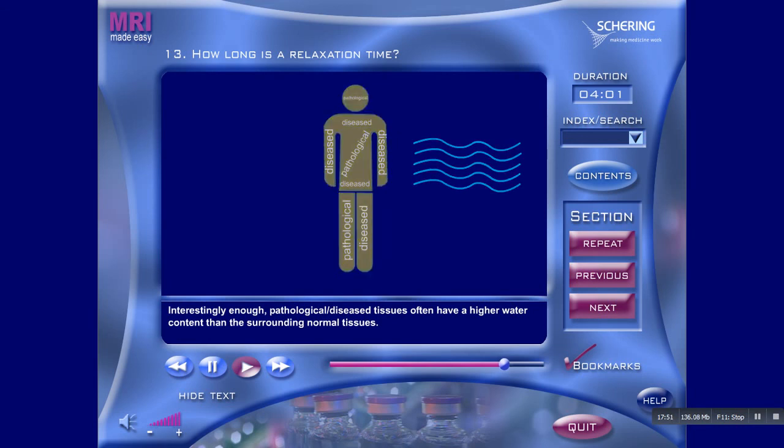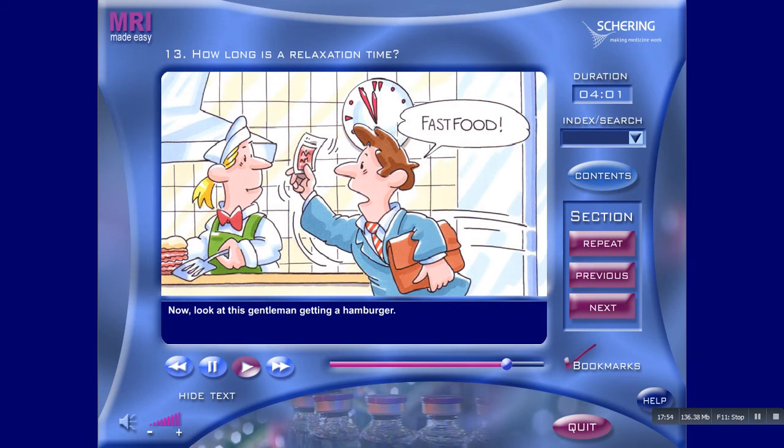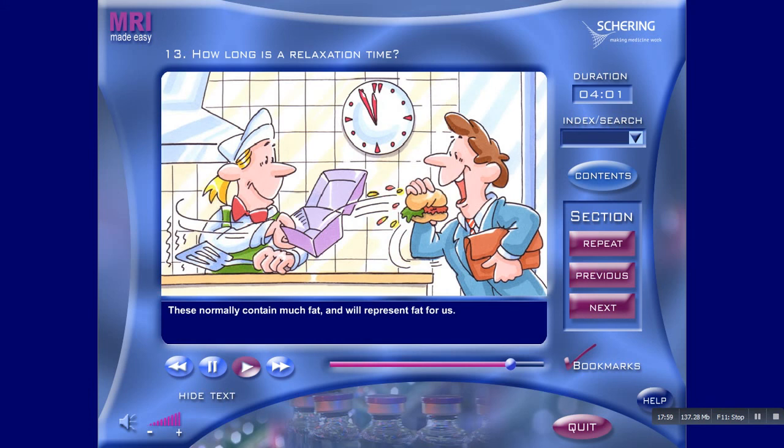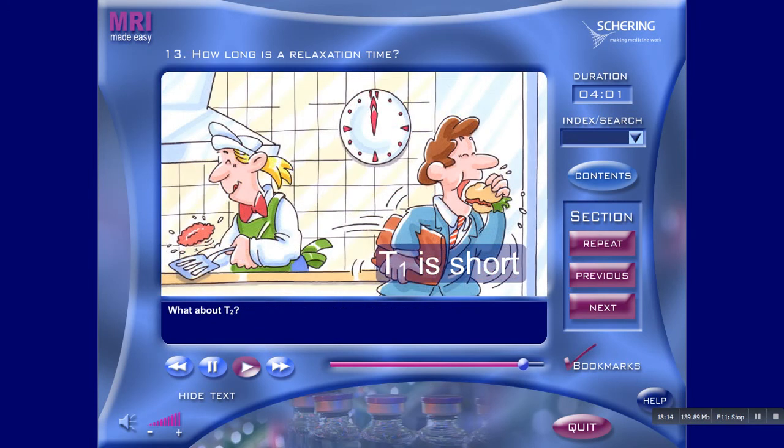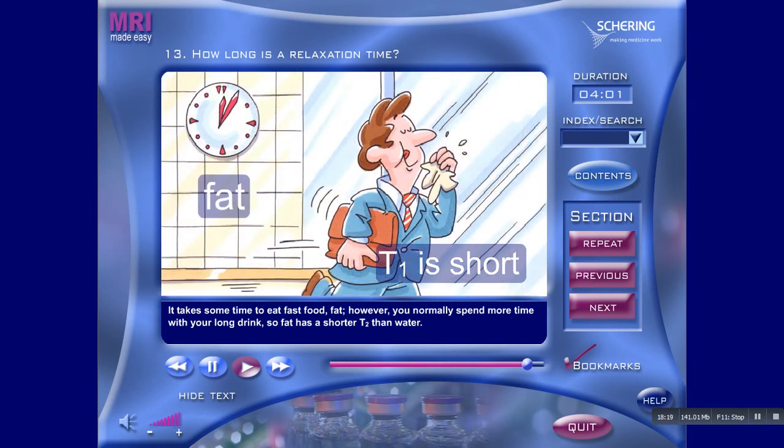Now, look at this gentleman getting a hamburger. These normally contain much fat and will represent fat for us. The hamburger is fast food. You get it fast. Thus, fat has a short T1. What about T2? It takes some time to eat fast food, fat. However, you normally spend more time with your long drink. So, fat has a shorter T2 than water.